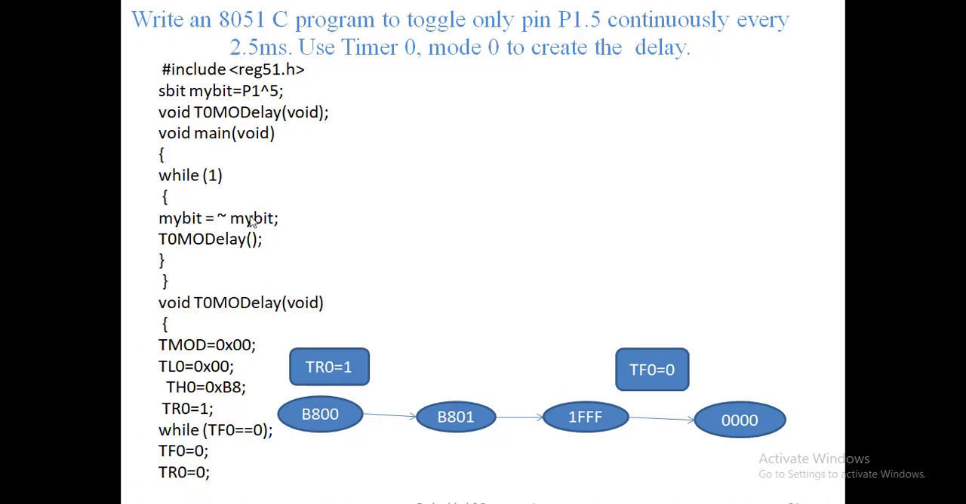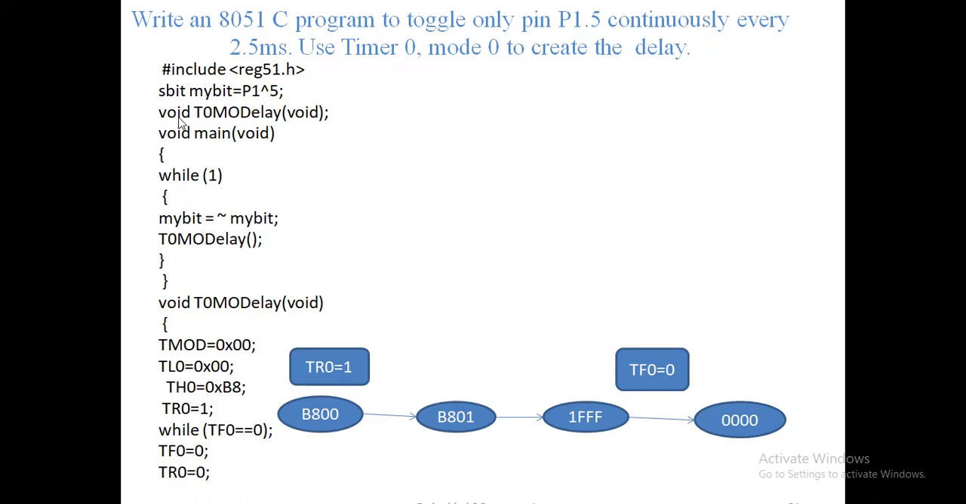Once this bit is on, that is P1.5 is on, it executes the delay function, that is over here. With the help of this delay function I can write the exact 2.5 millisecond delay. Again come back here, 1 becomes 0. After that it calls this delay function, it is going to be off for 2.5 millisecond, and so on.